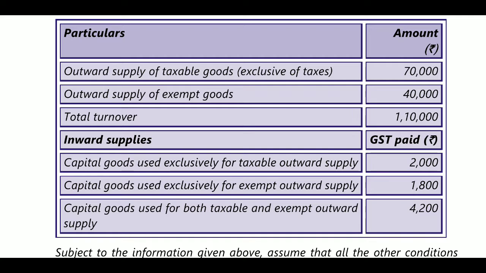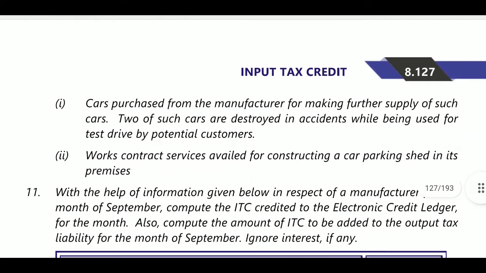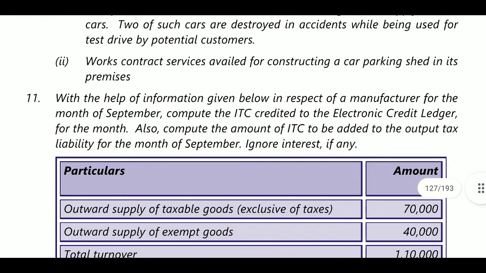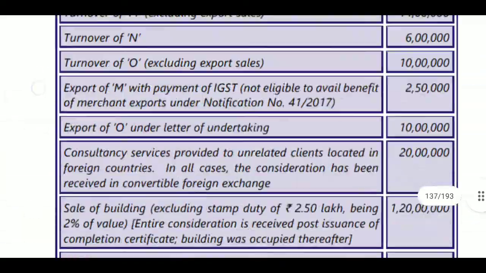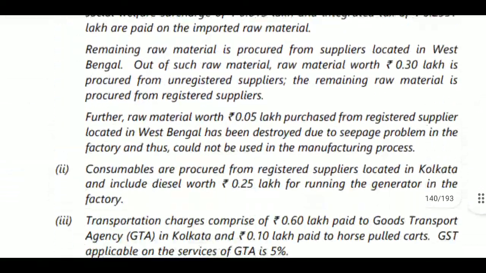Capital goods used exclusively for exempted outward supplies, 1,800, will not be taken. Next, capital goods used for both taxable and exempted outward supplies, 4,200. This is the common credit, which is calculated over 60 months, so the amount is divided by 60 for each month. Since it was purchased in the month of September and the liability is for September, the same month, you divide by 60 and you will get the answer.